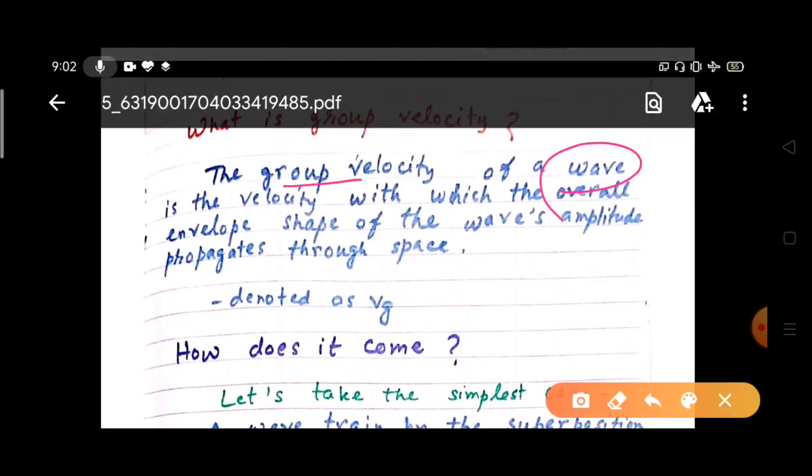I have already told you, in case of wave trains, they consist of several waves. So what will be their group velocity? The group velocity of a wave is the velocity with which the overall envelope or shape of the wave's amplitude propagates through space. How can you understand it?